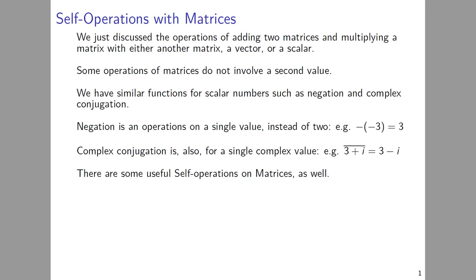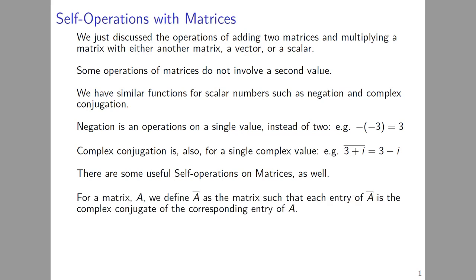There are some useful self-operations on matrices as well. One of them uses this idea of complex conjugation. For a matrix A, we define the complex conjugate of A, written as A bar, as the matrix such that each entry of A bar is the complex conjugate of the corresponding entry of A.